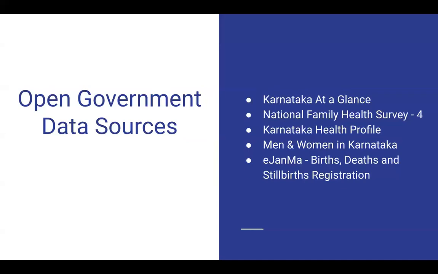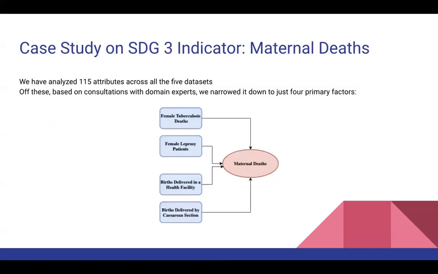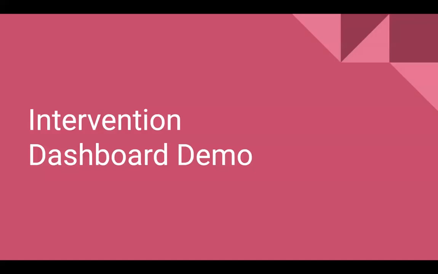We have analyzed 115 attributes across all 5 datasets, and based on consultations with the domain experts, we narrowed it down to just 4 primary factors, namely female tuberculosis deaths, female leprosy patients, births delivered in a health facility, births delivered by C-section. I will now demonstrate the intervention dashboard on maternal deaths.